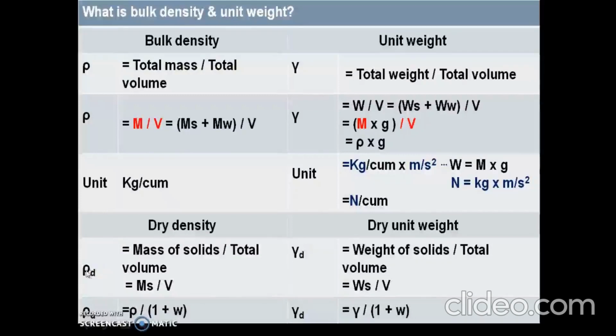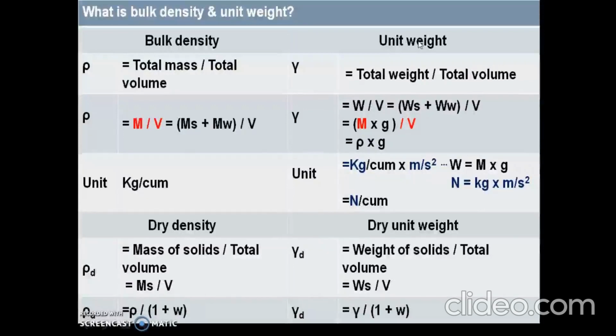Dry density is represented by rho d, which is ratio of mass of solids to total volume. Hence it is written as ms divided by v. There is one more equation available to find dry density, that is rho d equal to rho divided by 1 plus w.